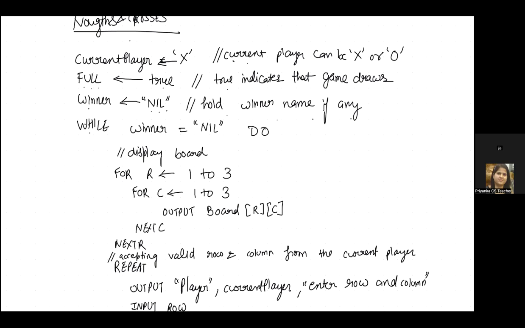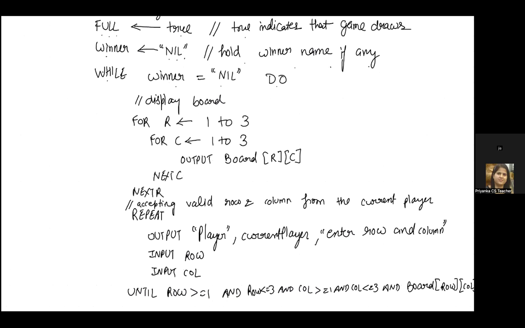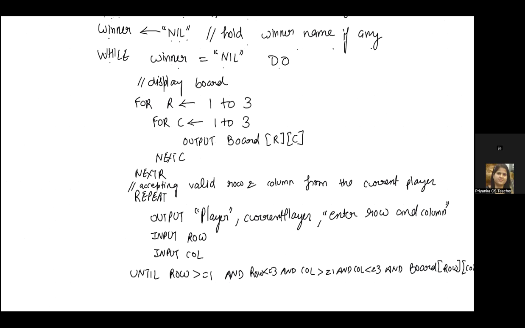While winner is equal to nil, we are doing something. Okay. So what we are doing? Whenever in your exam you are writing any logic, at the top of this loop, you should describe why you are using these loops and what is happening inside this loop. So in this part of code, we are just displaying the board. So for r equal to 1, for c equal to 1 to 3, and for all the rows and columns, we are outputting board. Then in the next part, I'm using repeat until.